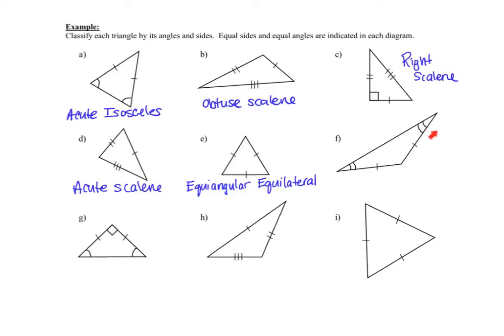What kind of triangle is this? This is an obtuse isosceles because this angle here is greater than 90, and isosceles triangles have two congruent sides. Let's take a look at letter G.